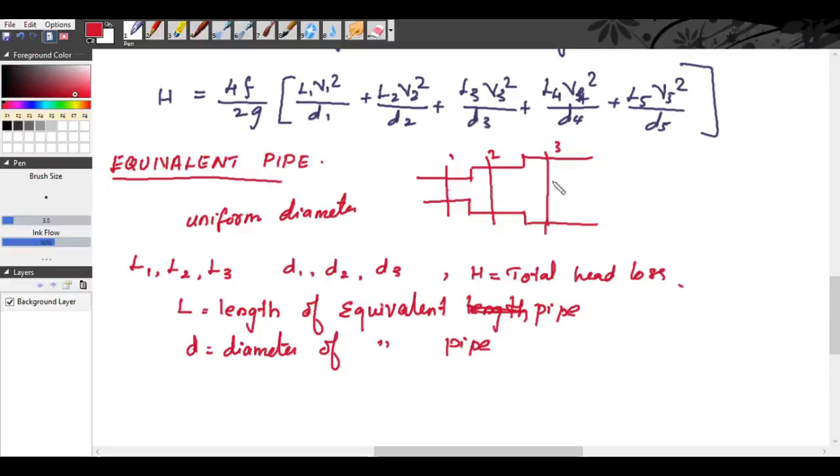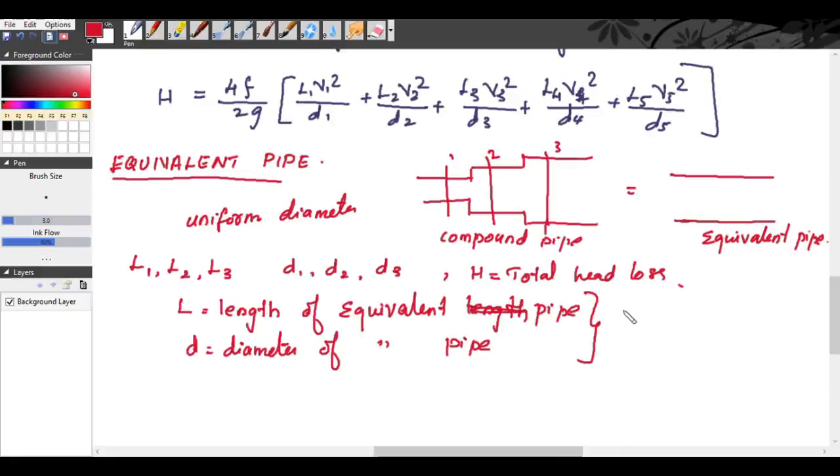So, our aim is to replace this compound pipe with an equivalent pipe so that the losses will be equal. The loss of head and the discharge through this equivalent pipe will be equal to the loss and discharge through this compound pipe. This is called the compound pipe, that is, more than one pipe is connected. This is called the equivalent pipe, equivalent to this compound pipe. So, the equivalent pipe should have a length and diameter which will give the loss of head and discharge equal to the loss of head and discharge of the compound pipe.